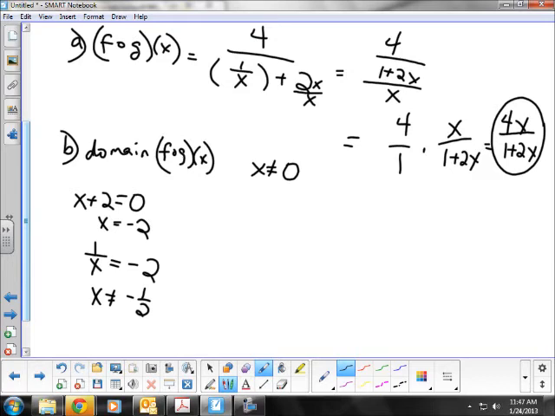Okay. So anyway, any questions about how to do this domain thing? You take whatever's on the inside, you just figure out what gives you something bad there. If it's a fraction, set the denominator equal to 0. If it's a square root, then you set it greater than or equal to 0. But then you got to do the same thing if there's a problem with the f of x function.